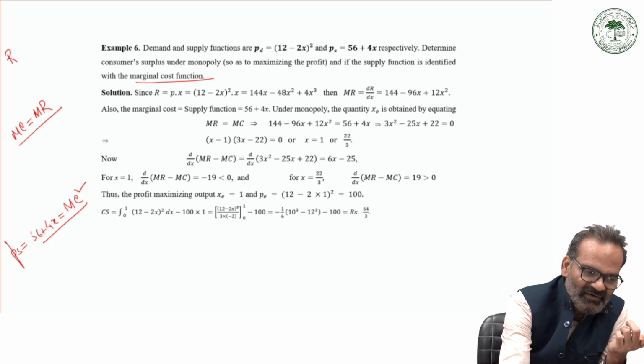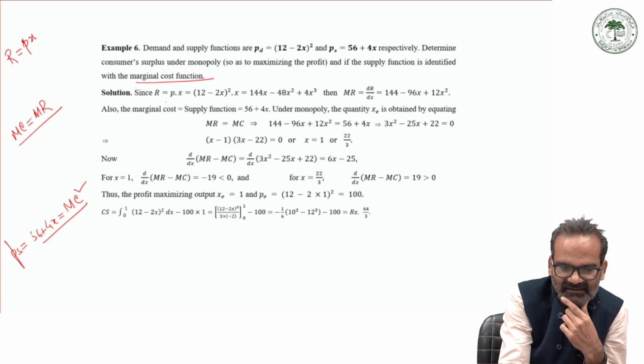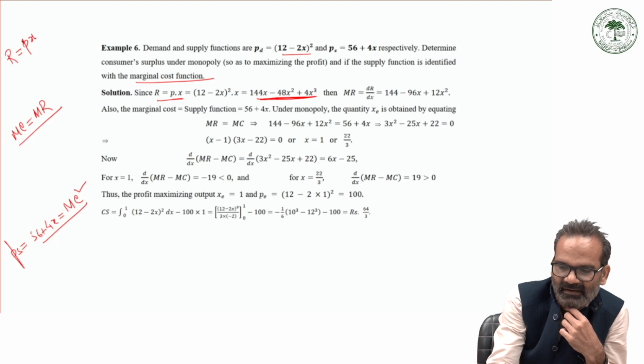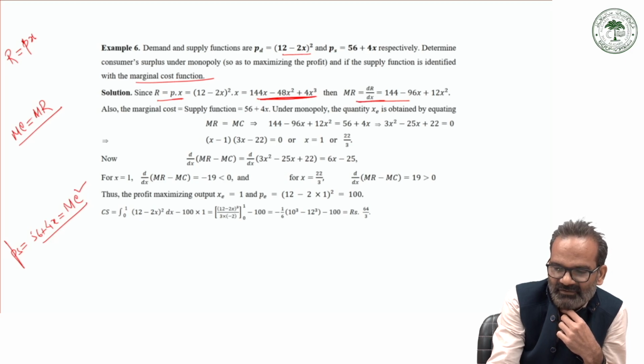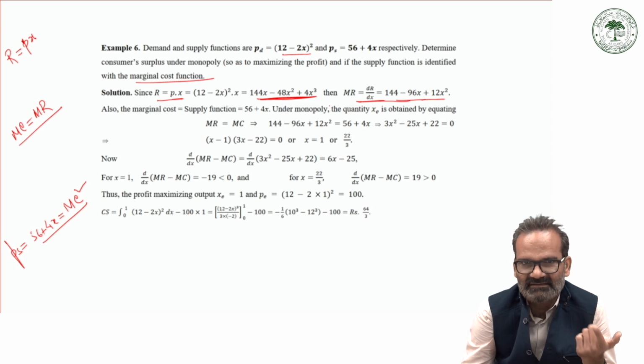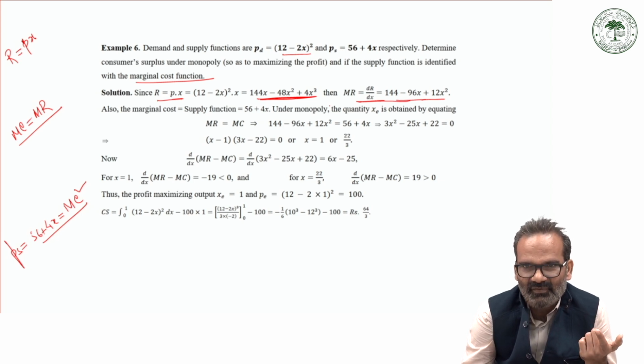Marginal revenue means find out the revenue first, and revenue is calculated by this. See, R is equals to PX. So what is the revenue? R is 12 minus 2x whole square, times x. Open this by the formula of A minus B whole square, and multiply by X, you will get this as your revenue. Then MR means the marginal revenue is this. Find out its derivative. Derivative of 144x is 144, and 48 into 2, that is 96x, minus 4 into 3, that is 12x square.